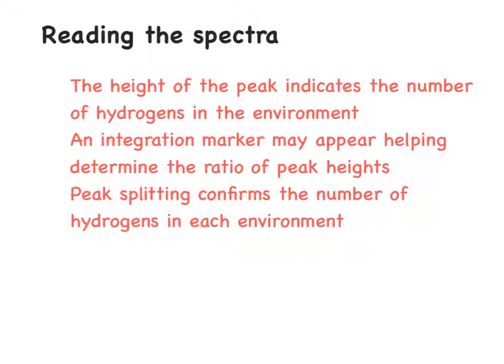Now, luckily, we're very much helped in all this. Sometimes we can actually see what's called an integration marker. The integration marker helps us compare the heights of the peaks, and essentially that tells us the ratio of hydrogens causing the peaks and allows us to compare them. The peak splitting I talked about before confirms the number of hydrogens in each environment, but for the purposes of the standard level, we do not have to worry about that.